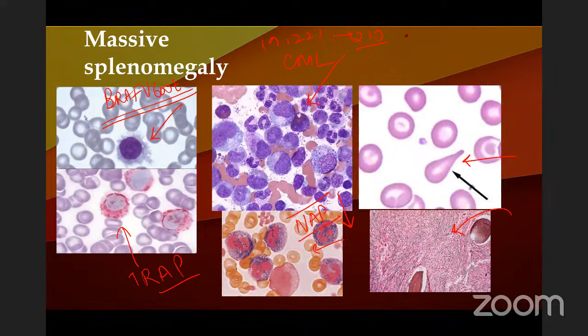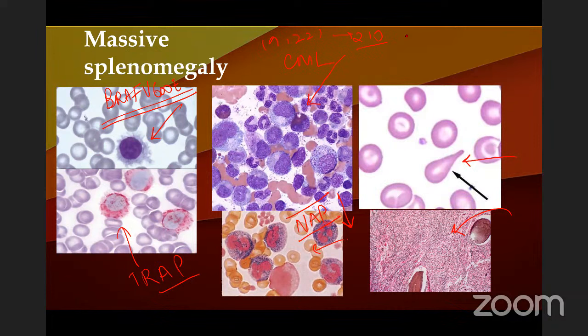Please remember, now in CML, there is no accelerated phase, but blast phase is still there. The cutoff for the blast phase is 20% myeloblasts, but any degree of lymphoblasts, if present, is called high risk CML now. So there is no accelerated CML now.